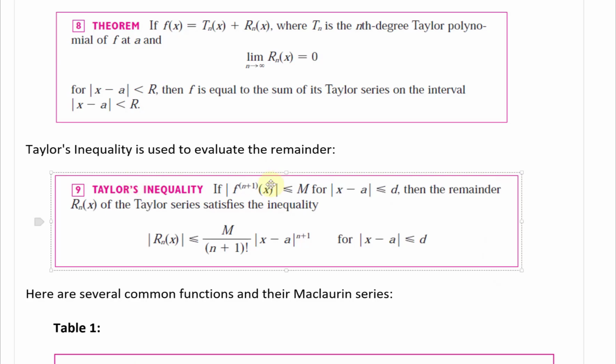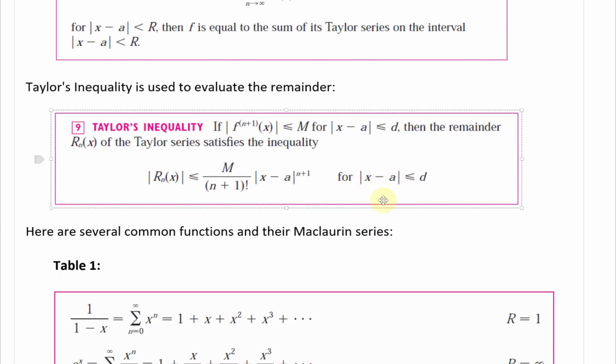Taylor's inequality, again, recall from an earlier video: if the absolute value of the n plus 1 derivative is less than or equal to a number capital M, for the absolute value of x minus a less than or equal to d, then the remainder Rn of x of the Taylor series satisfies the inequality that the absolute value of the remainder is less than or equal to capital M divided by n plus 1 factorial times the absolute value of x minus a to the power of n plus 1. We have d there because we're using the remainder for x minus a, absolute value less than or equal to d.